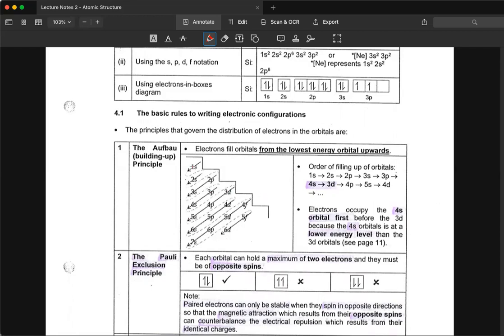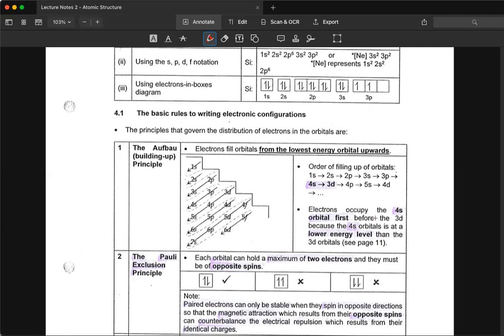So you have 1s here, then 2s, 2p, 3s, and follow the arrow. Look at my cursor. This is the order. Okay? So electrons will occupy the 4s orbital first before the 3d.